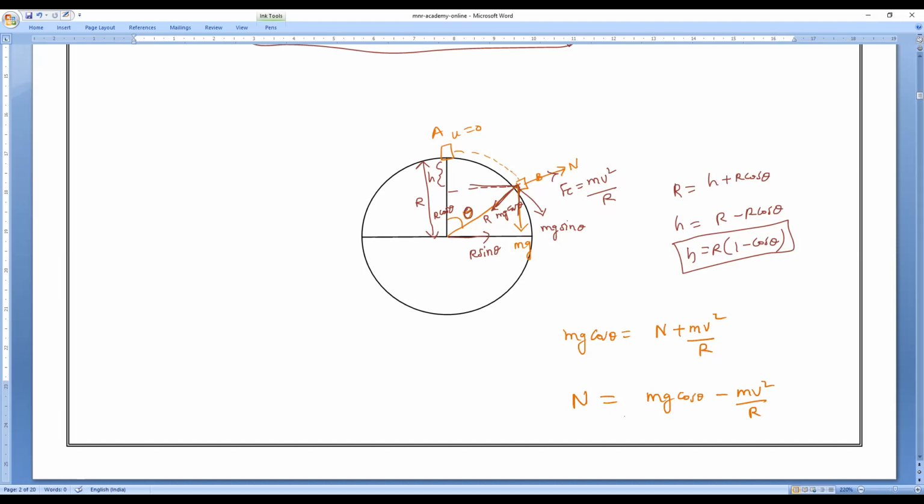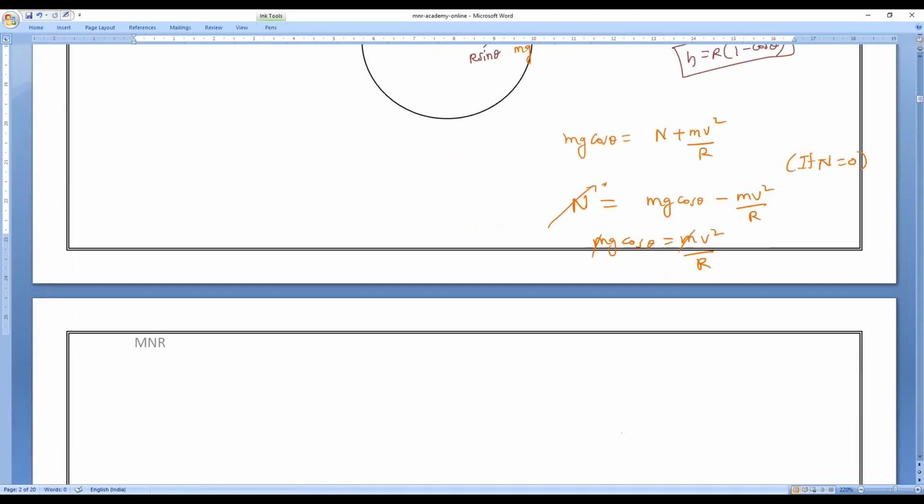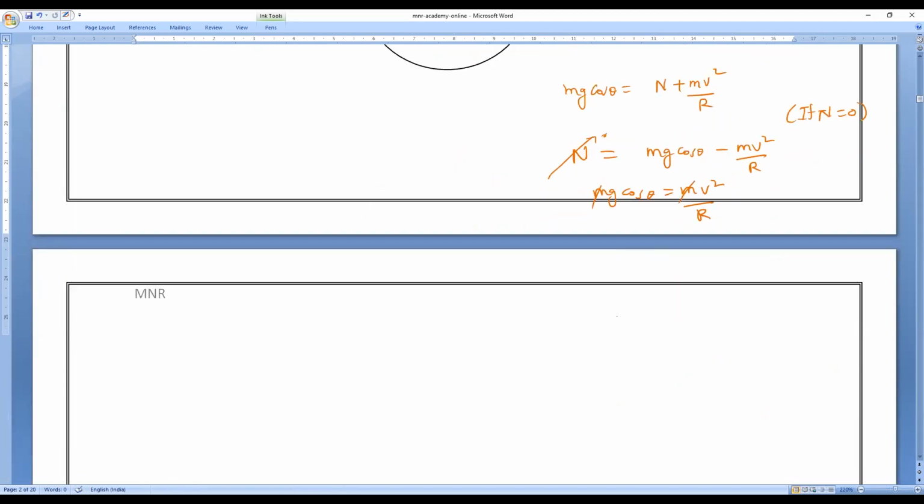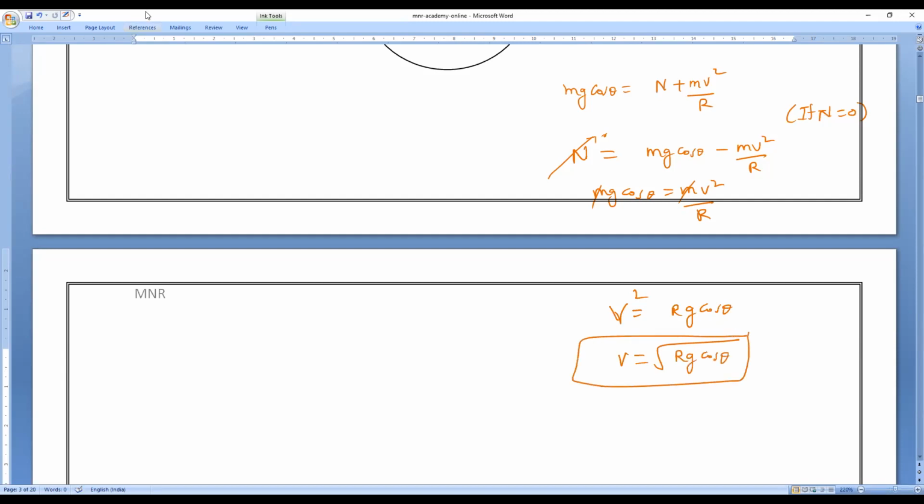So now if you assume that N is equal to 0 at this point, this whole term will become 0, we'll get mg cos theta is equal to mv square by r. So m will get cancelled. From that, v square is equal to what? You all should speak. Everybody. v square is equal to rg cos theta. So v is equal to root over rg cos theta. So this is, let me take equation 1.